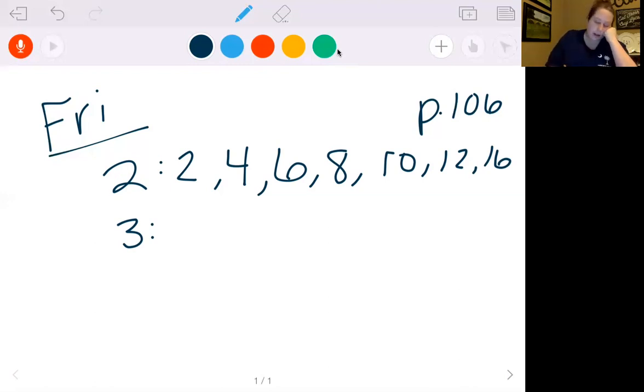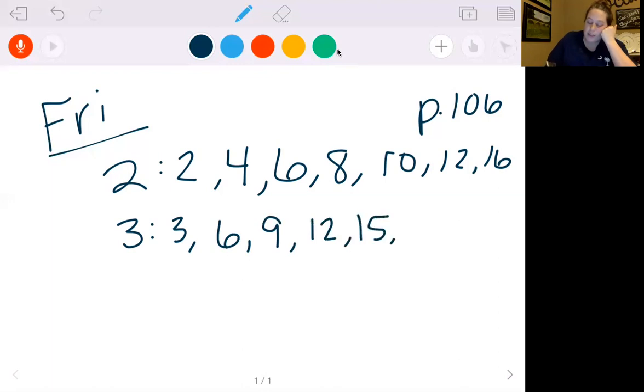Same thing with 3. 3 times 1 is 3, 3 times 2 is 6, 3 times 3 is 9, 3 times 4 is 12, 3 times 5 is 15, 3 times 6 is 18, 3 times 7 is 21. Now we could go on infinitely. It doesn't stop.